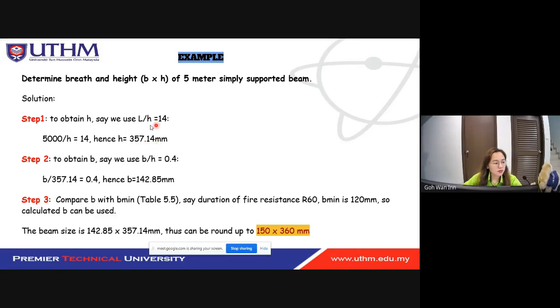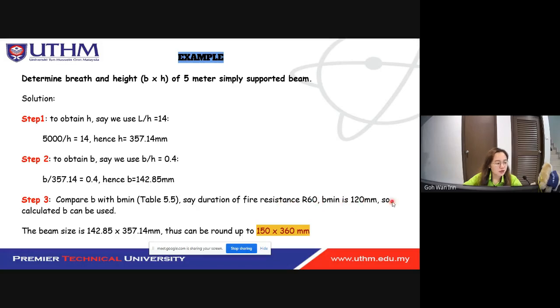To obtain the B value, let's say we use B over h is 0.4. So B over 357.14 is 0.4, so B is 142.85 mm. Once you get this value, you need to check whether it is greater or smaller than B minimum. So compare B with B minimum from Table 5.5. Say the duration of fire resistance is R60.